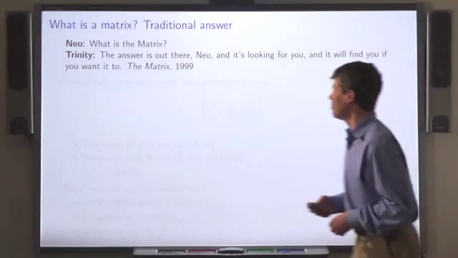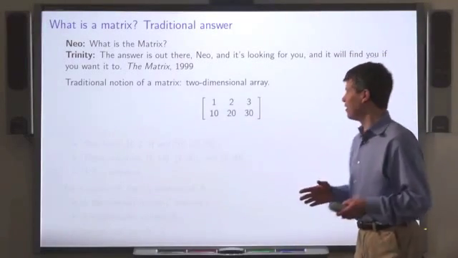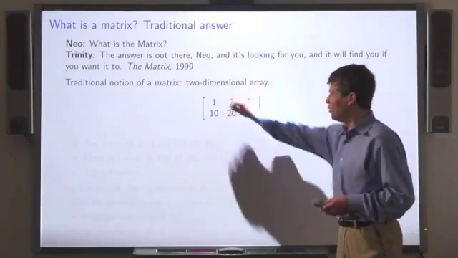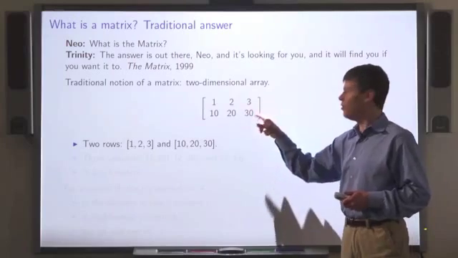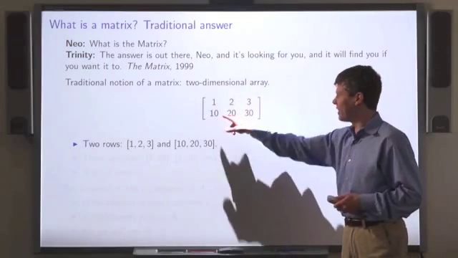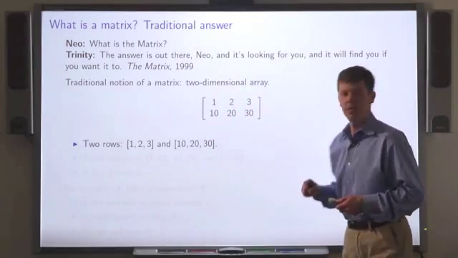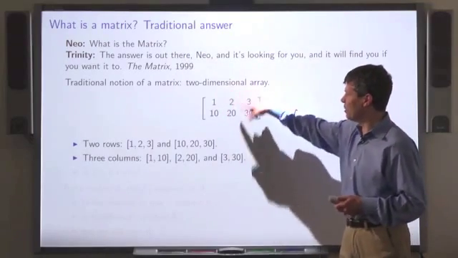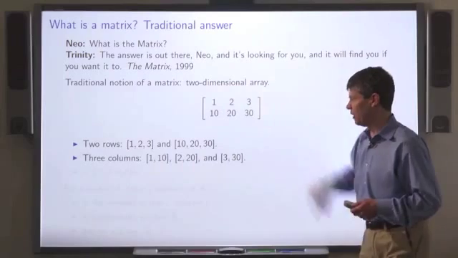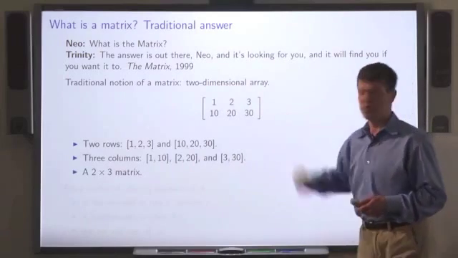What is a matrix? The traditional notion of a matrix is a two-dimensional array with numbers in it, like this. This has two rows. The first row is 1, 2, 3, and the second row is 10, 20, 30. It also has columns. So the first column is [1, 10], second column is [2, 20], third column is [3, 30]. We call this a 2 by 3 matrix.